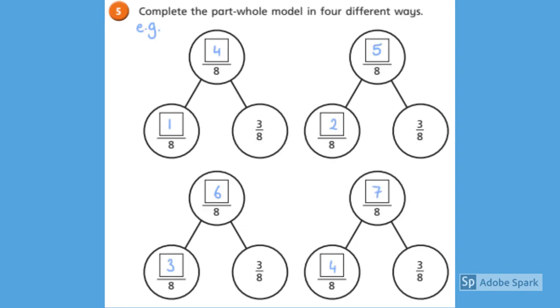Answers to number 5. You can see here that if we have 4/8, the two parts must be 3/8 and 1/8. If it's 5/8, the two parts must be 3/8 and 2/8. If it's 6/8, it must be 3/8 and 3/8. 7/8, it will be 3/8 and 4/8.